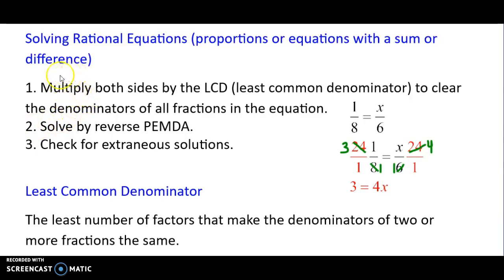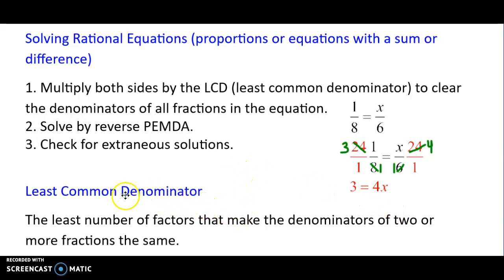As you can see, when you solve rational equations, you want to multiply both sides of the equation by the least common denominator. So if we had 8 and 6, the least common denominator would be 24. If we multiply 1 over 8 by 24, that simplifies to 3. If we multiply x over 6 times 24, that simplifies to 4x, and then we can just solve this equation using our reverse PEMDAS. So we would just divide by 4 and we would get x equals 3/4.